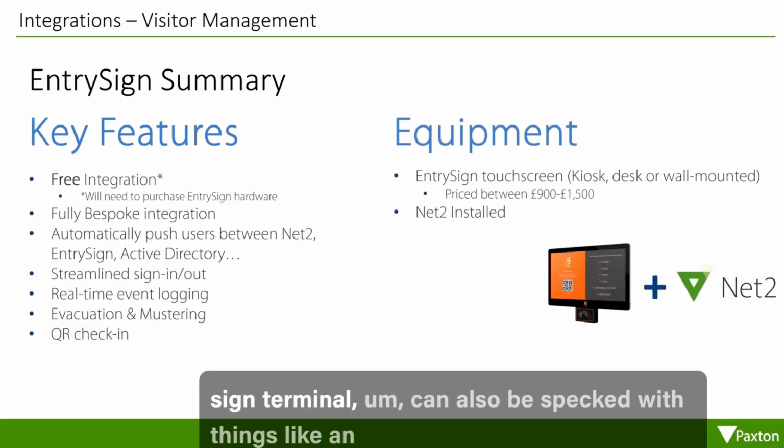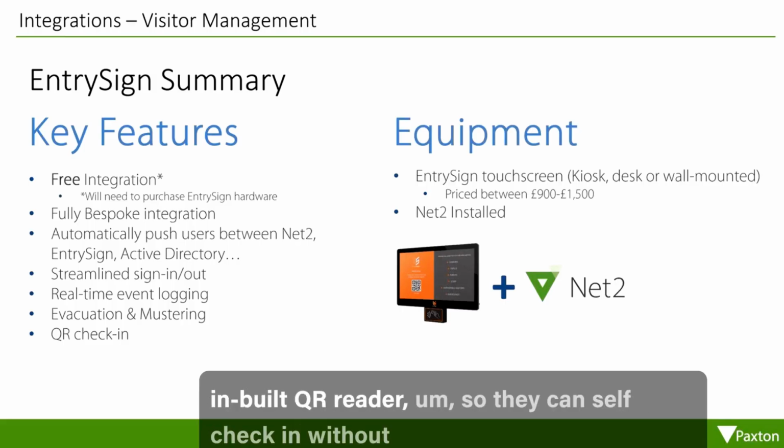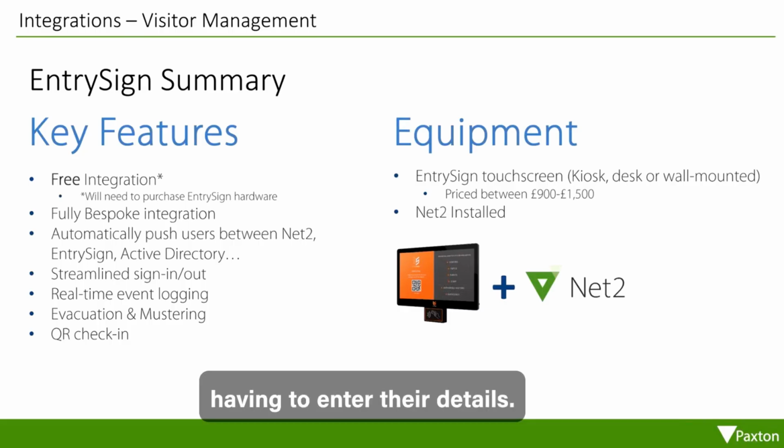The entry sign terminal can also be specced with things like an inbuilt QR reader, so they can self-check in without having to enter their details. It'll also then alert the host that the visitor has arrived, so they can come downstairs or whatever and meet them. There's no charge for the actual integration, but the touchscreen system itself can range anywhere from between £900 to sort of £1,500, plus installation.